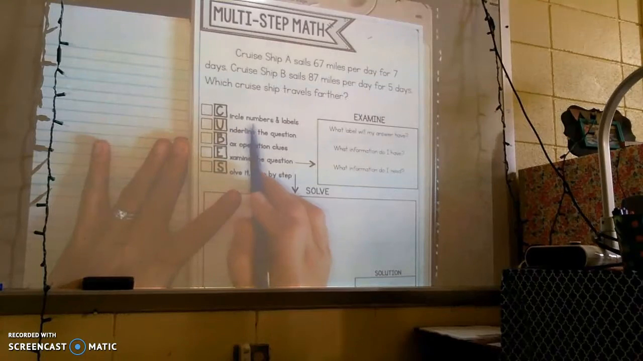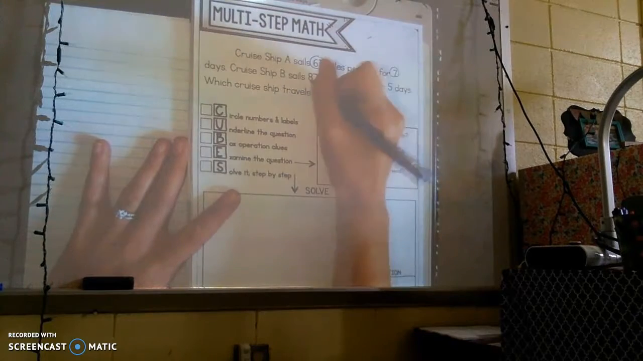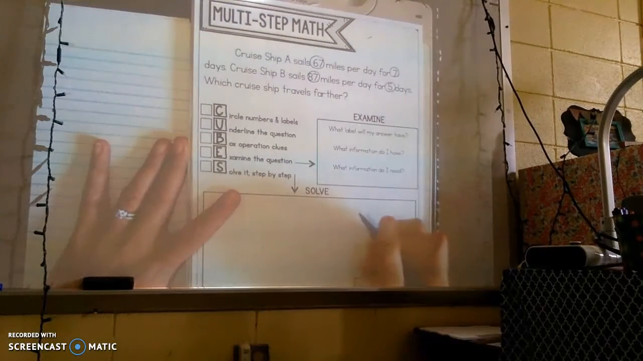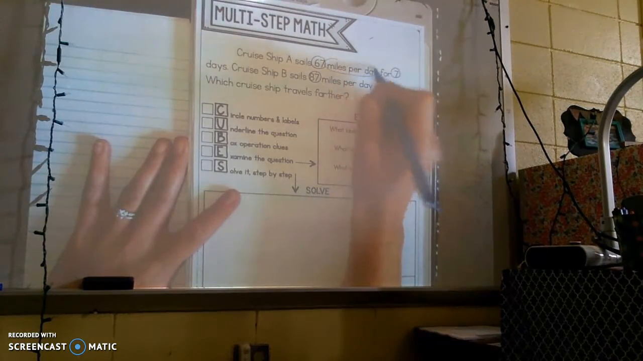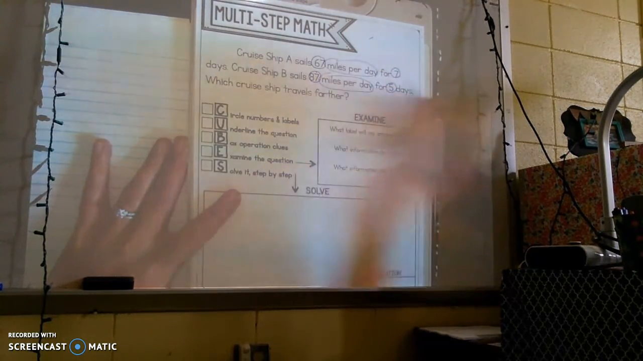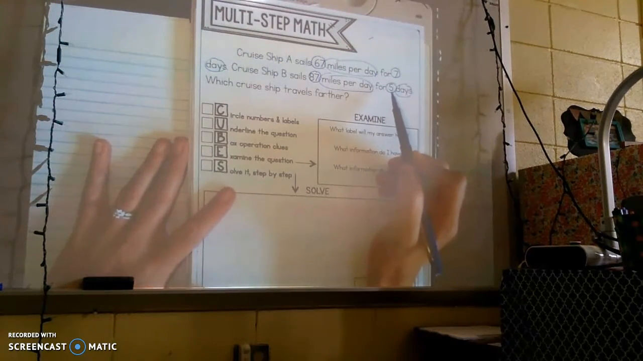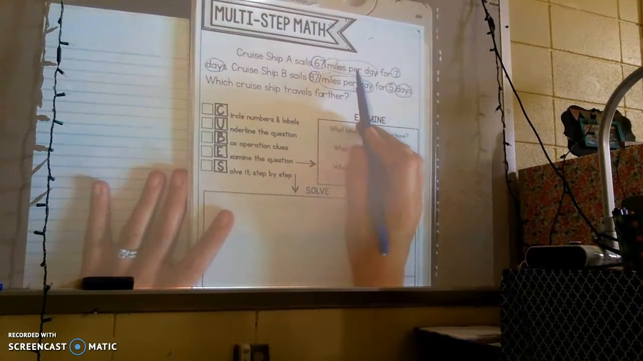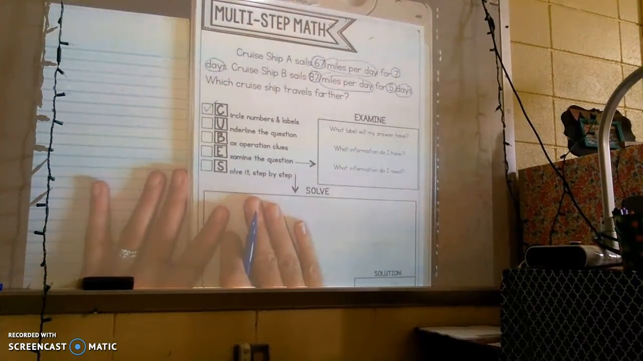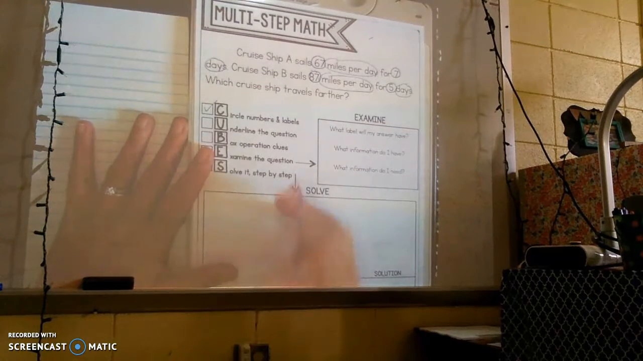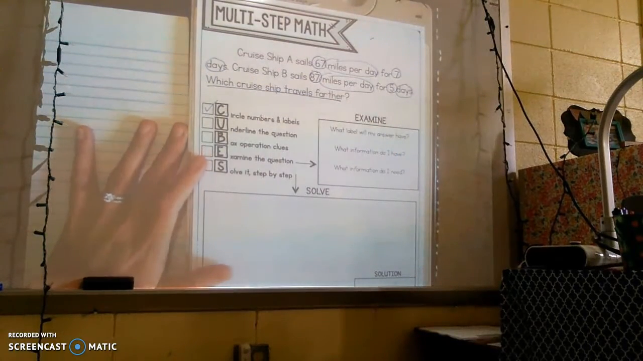First thing it says is circle numbers and labels. So I'm going to circle all of my numbers that I'm seeing in my problem: 67, 7, 87, and 5. And then my labels, we've got miles per day, days. Remember, your label is just what is that number representing or standing for? Well, 67 stands for miles per day. 7 is standing for days. So I'm going to put a check mark next to my C because I've done my circling of my numbers and labels. Now I'm going to underline the question, which cruise ship travels further?